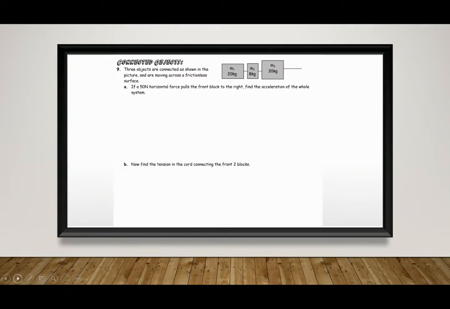And here we have our connected objects. We have a 20 kilogram mass, an 8 kilogram mass, and a 30 kilogram mass, and they are being pulled. Okay, so we have 3 objects connected as shown in the picture and are moving across a frictionless surface. If a 50 Newton horizontal force pulls the front block to the right, find the acceleration of the whole system. So when we look at this, we have a 50 Newton pulling force.